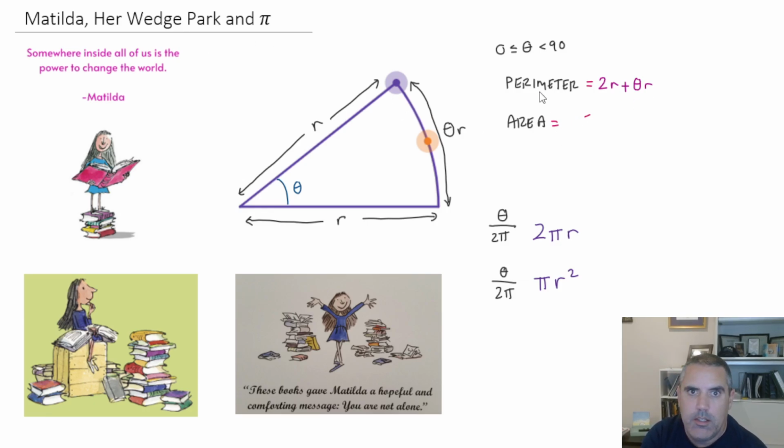And the area is 1/2 theta r squared. So this is one of these take it and shove it problems. They're going to give you a number here. They're going to give you a number here. And you're going to have to make a decision. Would you rather solve the first equation for r? Would you rather solve the first equation for theta? Whatever you do, shove it in the other one.